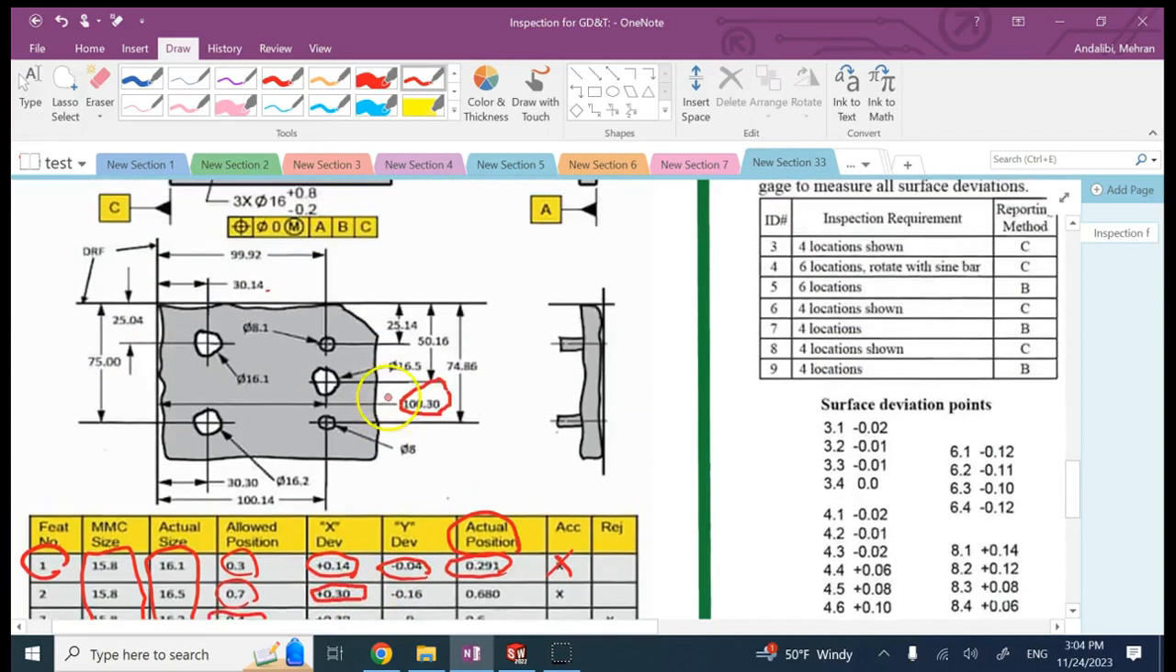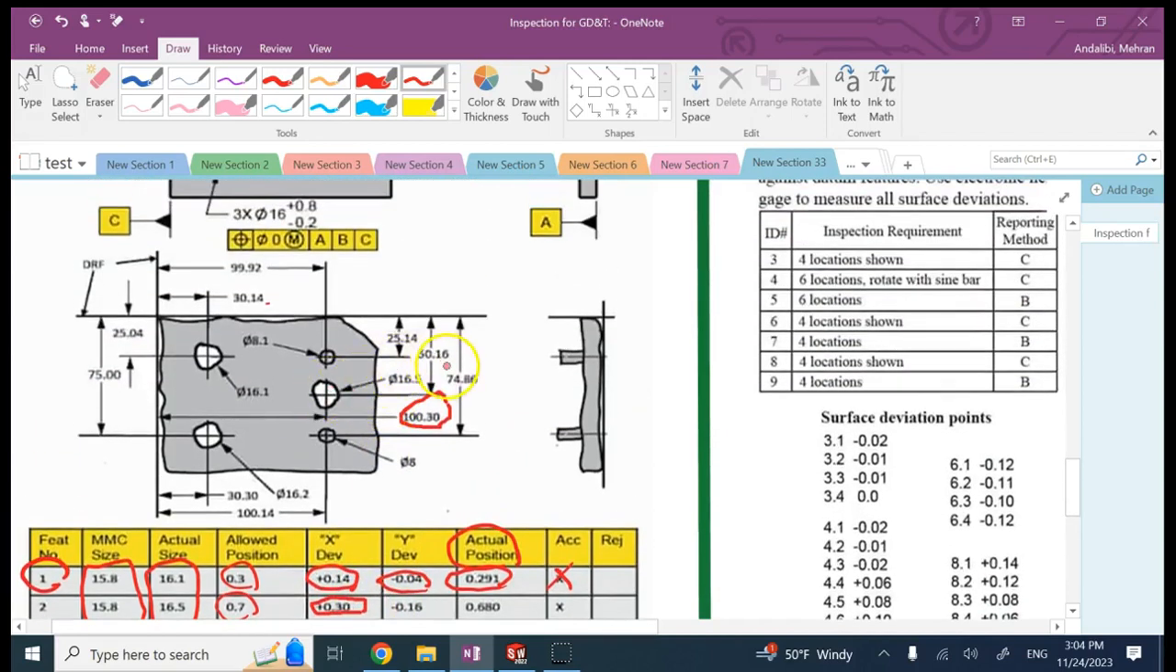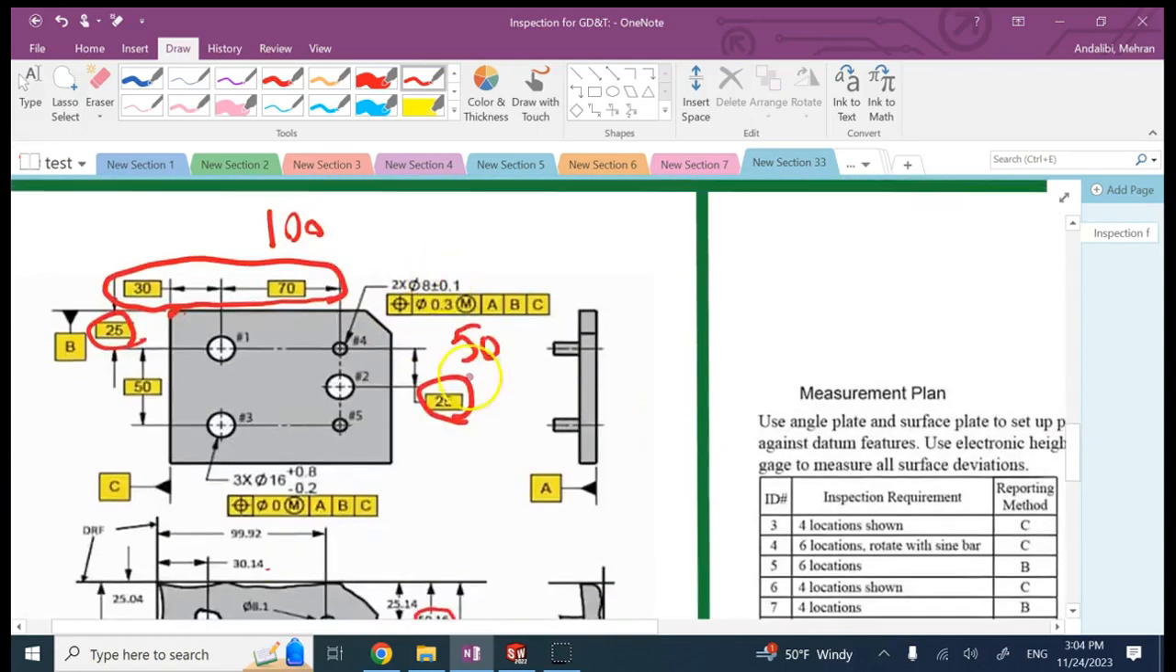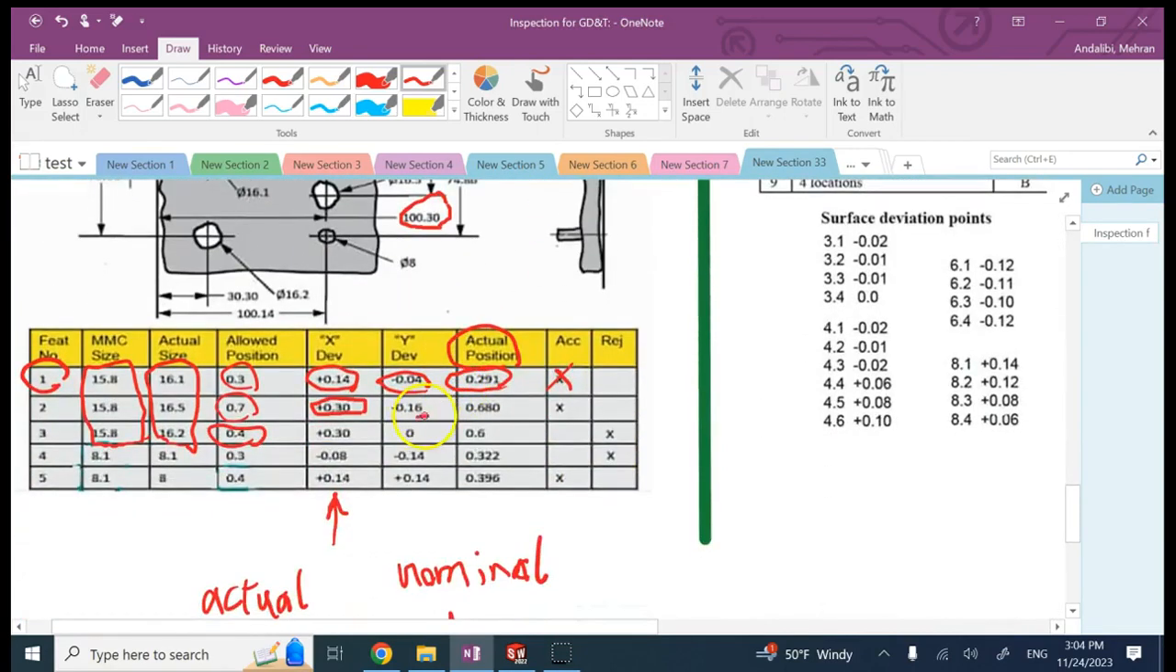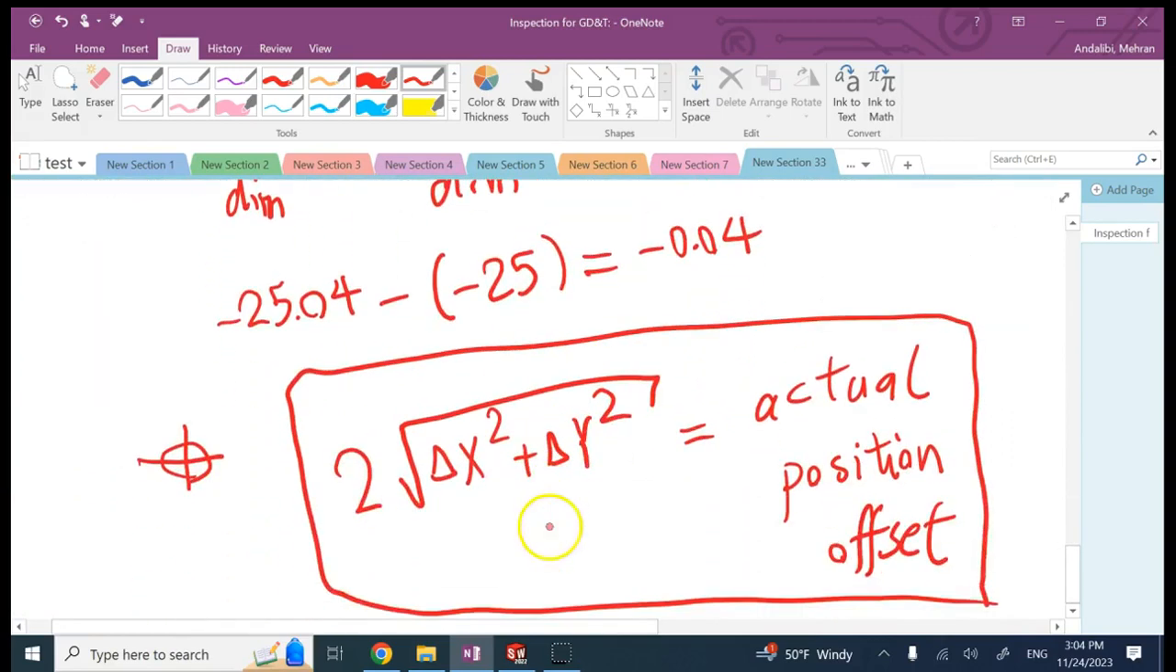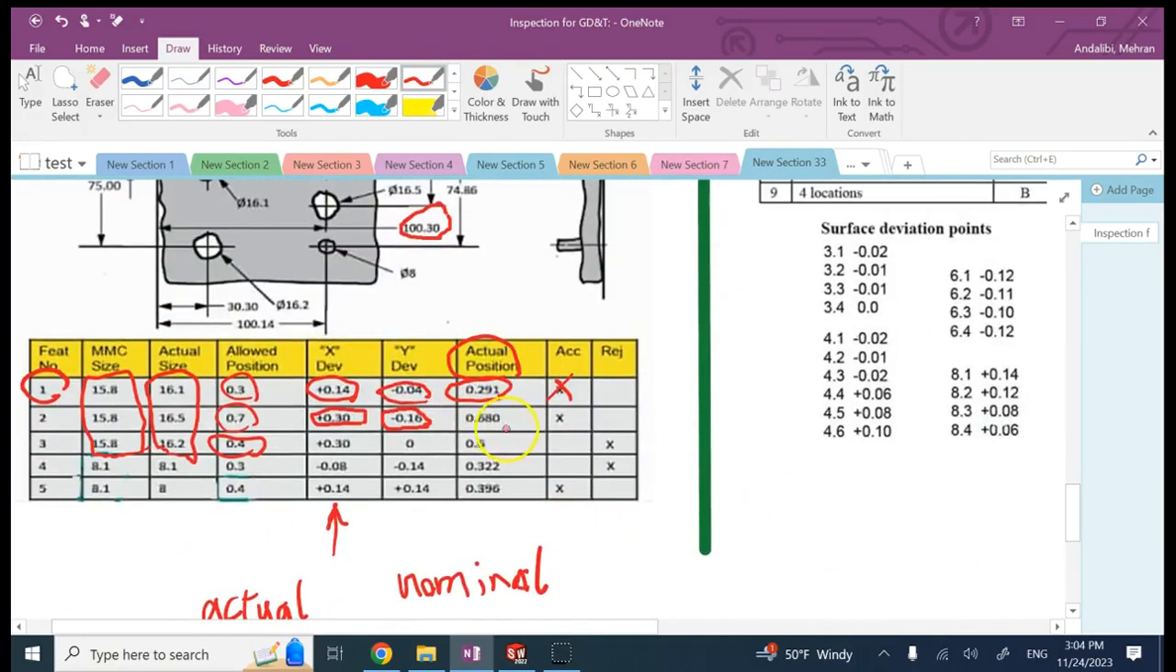And then for y of this, that's this measurement, 50.16, subtract it from 50, and you should get negative 0.16. And again, if you plug these two numbers into that actual position offset, you will get 0.688. And again, is this number less than the allowable 0.7? Yes, so hole 2 is also made in the right position with the right diameter.